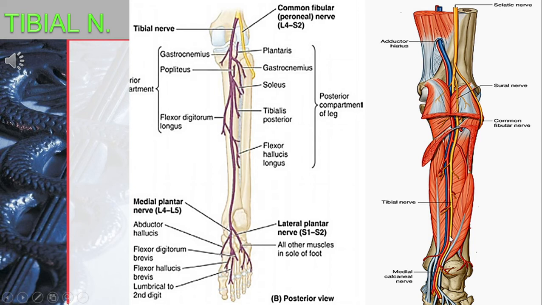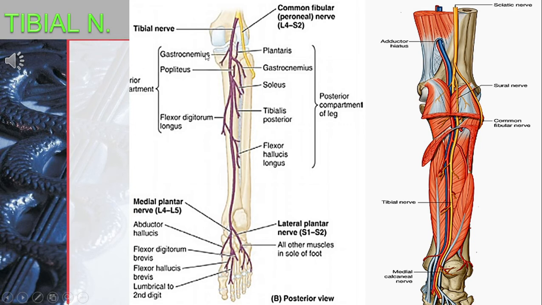It is lying here along with the posterior tibial vessels between flexor hallucis longus and flexor digitorum longus, and is lying on the tibialis posterior muscle. Its relation with the other structures in the tarsal tunnel will be discussed later. Now, the cutaneous branches have already been discussed previously, and then we have articular branches to the knee and ankle joint.